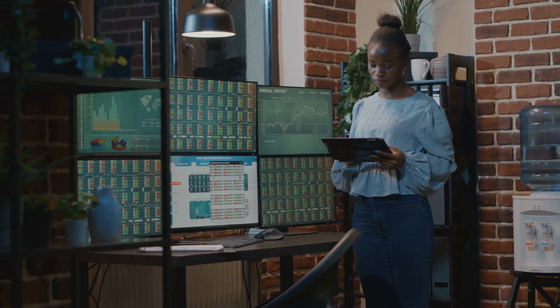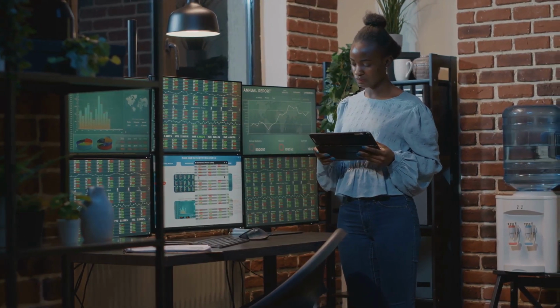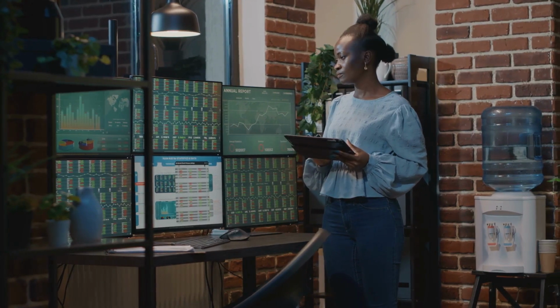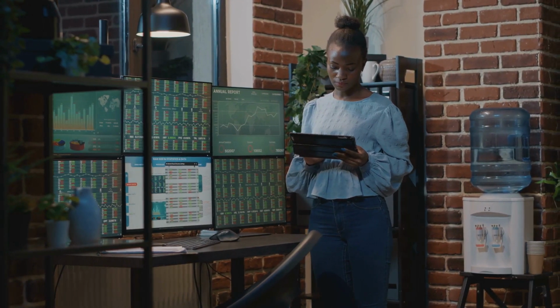Remember, Forex trading isn't just about numbers, it's about understanding the economic factors driving those numbers. Stay informed, stay successful.